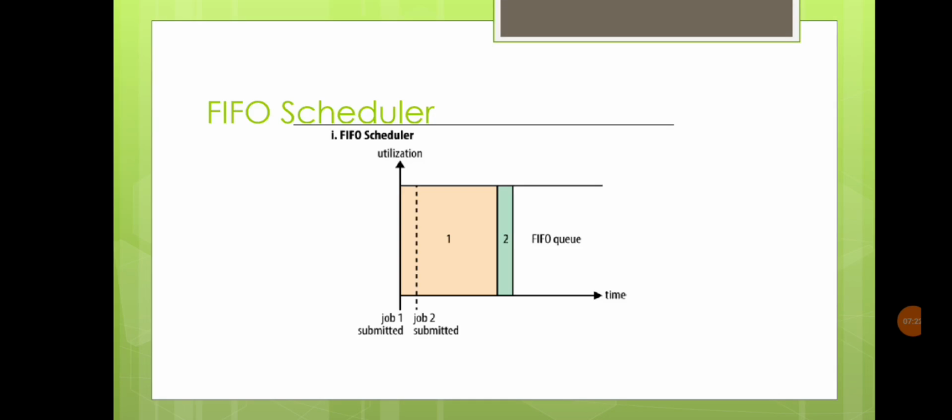How does it work? The FIFO scheduler works when the jobs are executed in the order they are submitted. The first job to arrive gets the resources first, followed by the next, and so on. If a job is running, new jobs have to wait until the currently running job is completed.